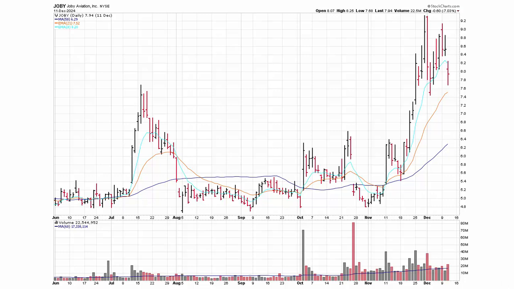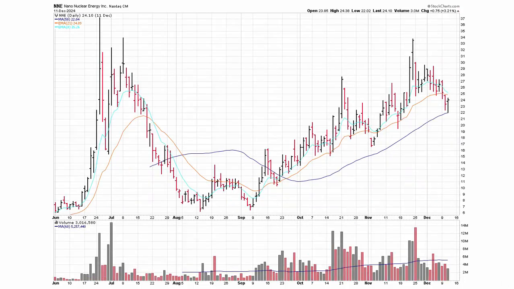Next up, this is NNE, one of the energy names that we've played. So let's look at this one. You can see what happened, but it doesn't matter what happened because the setup is still there. So over here we have the strong directional move. Here's a linear move with force, big candles, active stock, tons of volume over here.